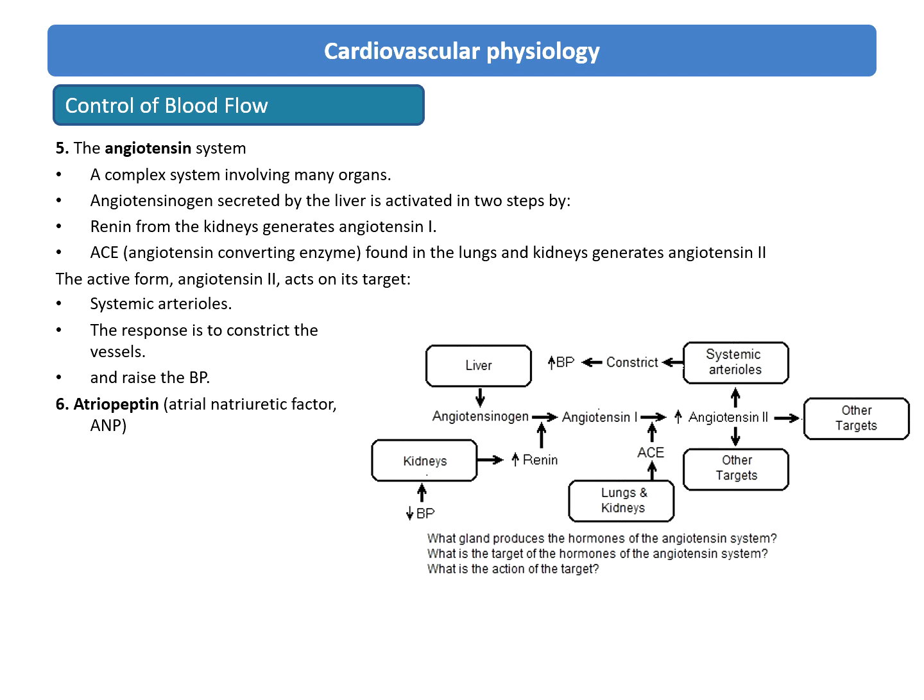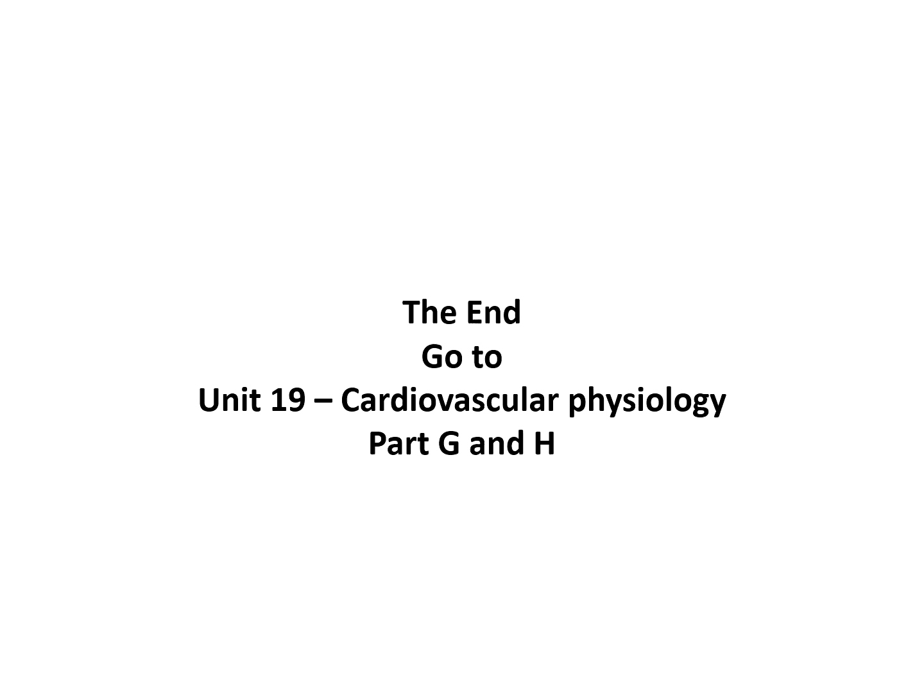Another hormone called atriopeptin, also called atrial natriuretic factor, or ANP, dilates vessels. It increases salt and water excretion, and we'll come back to this when we get to the urinary system. It's involved in long-term regulation of blood pressure.